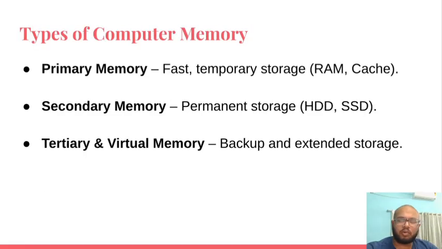And now let's go over the types of computer memory. As I said before, we have two main types, primary and secondary. Then we also have tertiary and virtual memory. Okay, the first one is primary memory. Primary memory is fast and it's a kind of temporary storage.